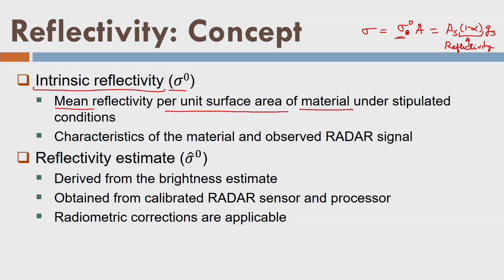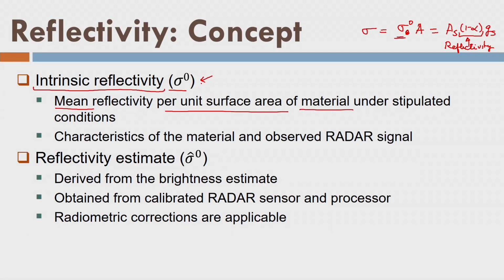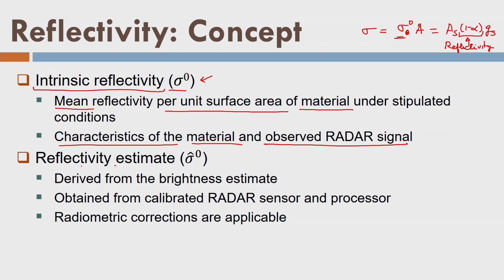First of all, I am defining this term so that I can measure the reflected response or reflected backscatter at the radar receiver. These terms are basically used for the radar receiver. This depends on the characteristics of the material and the observed radar signal. That is a theoretical definition, but in reality, how do we measure it? That is more important. We measure it by reflectivity estimate sigma hat naught.